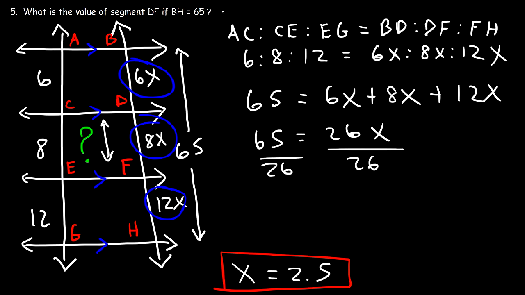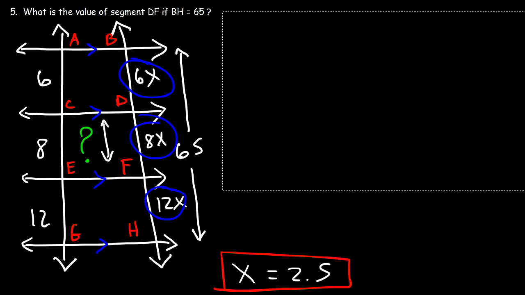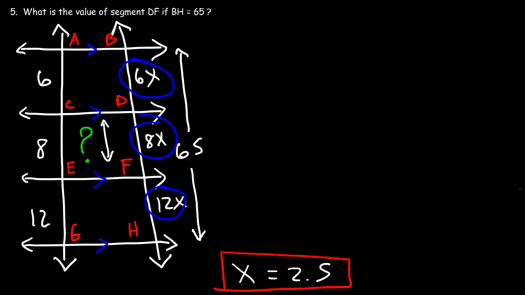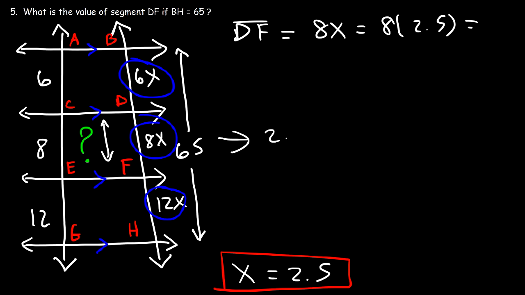So now we can calculate the length of segment DF. So DF is equal to 8x. So that's going to be 8 times 2.5. So 8 times 2.5 is 20. So DF is 20 units long. So this is the answer to the question.